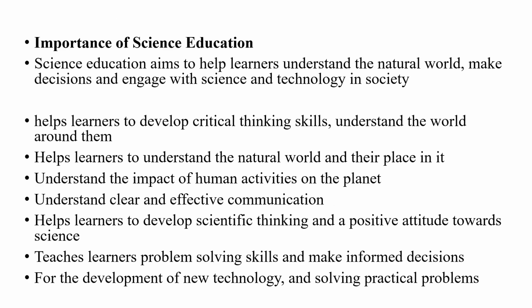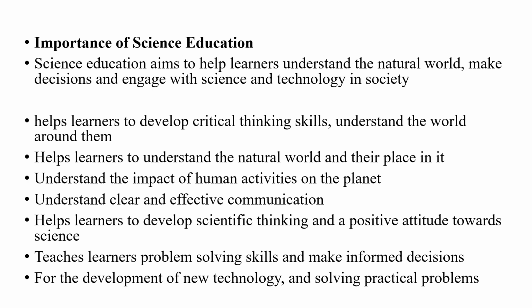Now, let's look at the importance of science education. Science education aims to help learners understand the natural world, make decisions, and engage with science and technology in the society. So when learners learn science education, they'll be able to understand the natural world and make decisions, and as well they'll be able to engage in science and technology within the society. Science education is also important in order to help learners to develop critical thinking skills. What do we mean by critical thinking skills? This is what will be referred to by a layman as deep thinking, that is thinking that is analytical, thinking that is evaluative. And it also helps learners to understand the world around them, to understand the natural world and their place in it, that is their place in the natural world.